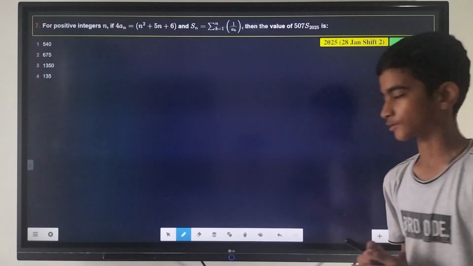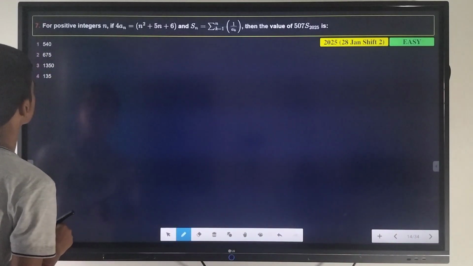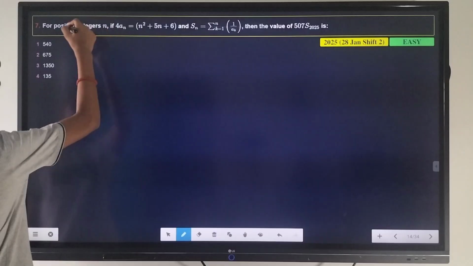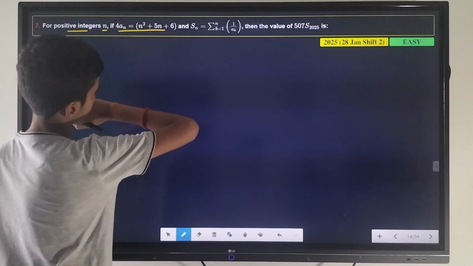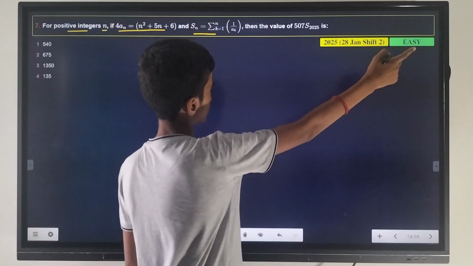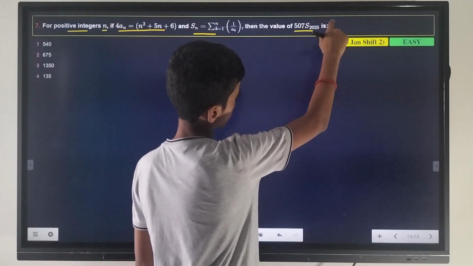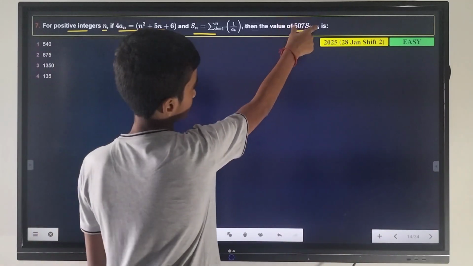Here is our next question now. This time our question says for positive integers n, here we have 4an is equal to this, s of n is equal to this sum, then the value of this expression is. So we have to find the value of this expression.